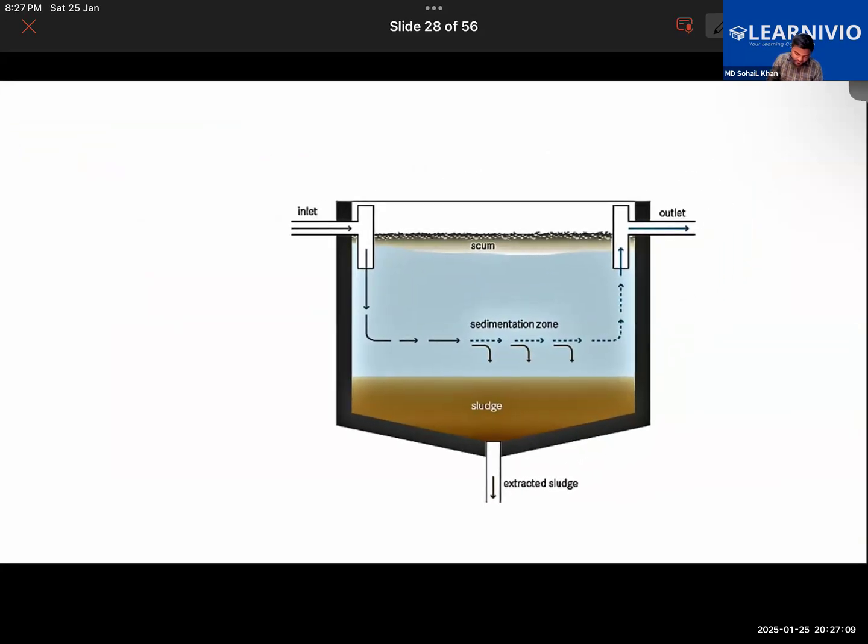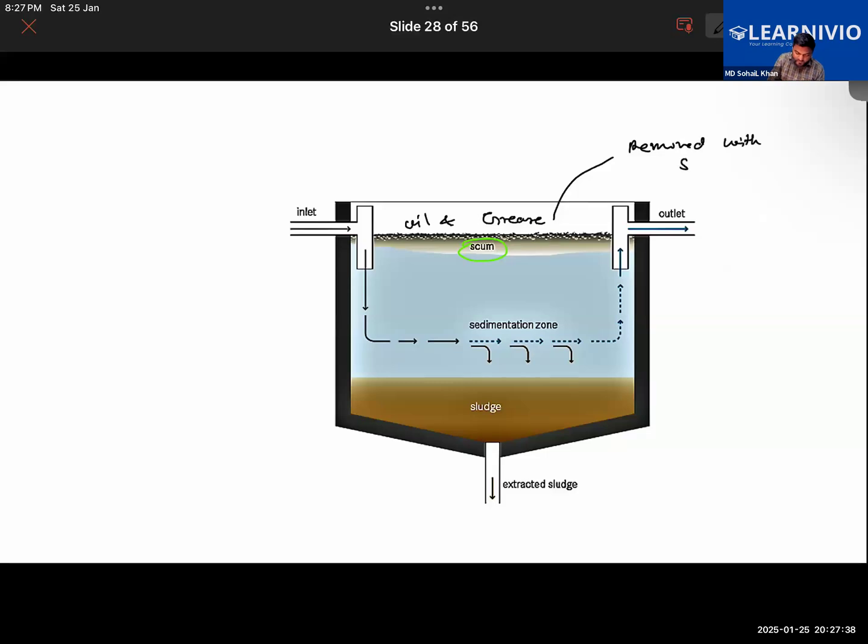One more thing: those oil and grease particles, and there could be some other particles too, that are lighter in density and will float on top of water, are called scum, S-C-U-M. That is regularly removed with the help of a skimmer. Is that much clear to you? Good.